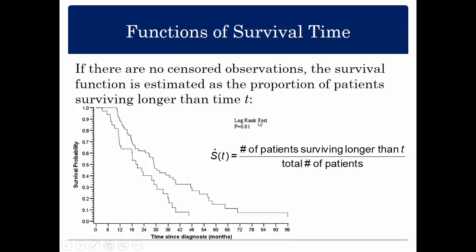Here I've given you a very common statistical method for comparing survival functions between groups. That's called the log rank test, and this P of 0.01 tells me that the survival functions are different over the entire study period.